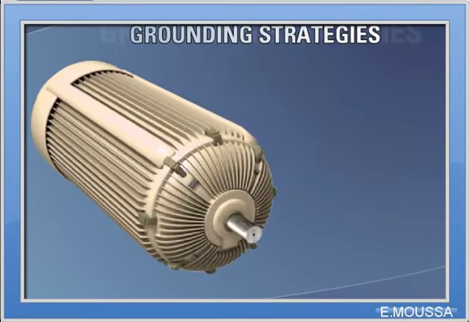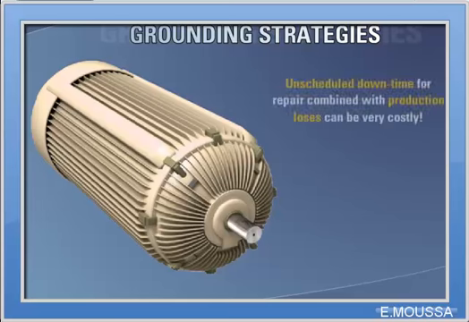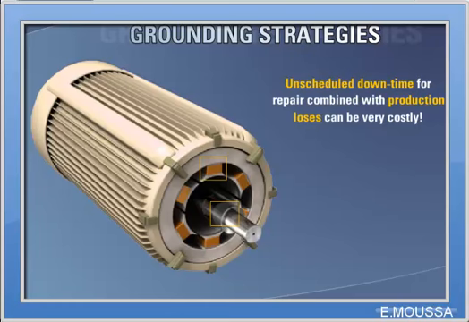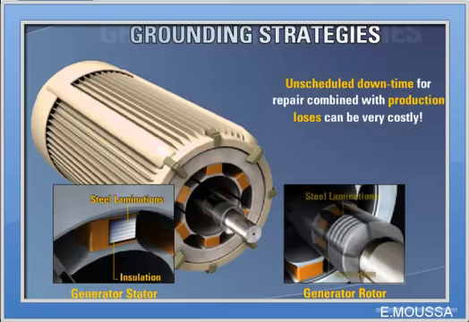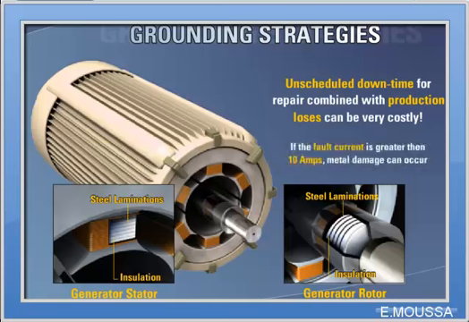Grounding strategies are a very important part of ensuring proper generator protection. Generators alone are very expensive. When coupled with the cost of unscheduled downtime for a repair, total losses in production can be very high. The most costly and time-consuming repair is metal damage. That is, damage to the steel laminations forming the stator and rotor of a generator. It's been found that if the fault current is above 10 amps, metal damage can occur. It's important for a grounding strategy to ensure that the fault current remains at or below 10 amps, and therefore damage will be minimal. The grounding strategy employed is the key factor determining the magnitude of the fault current.